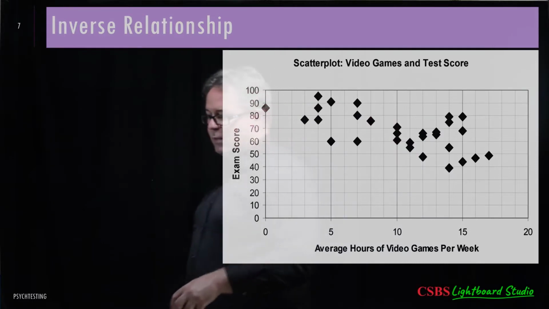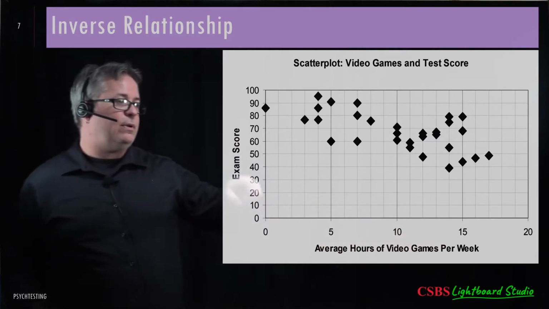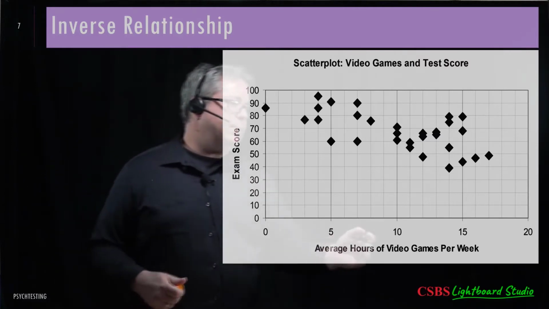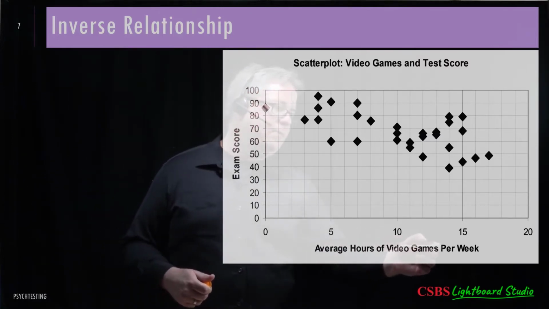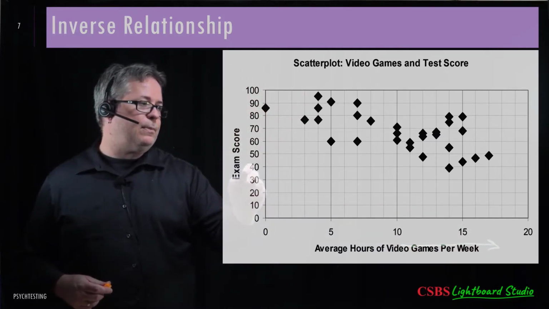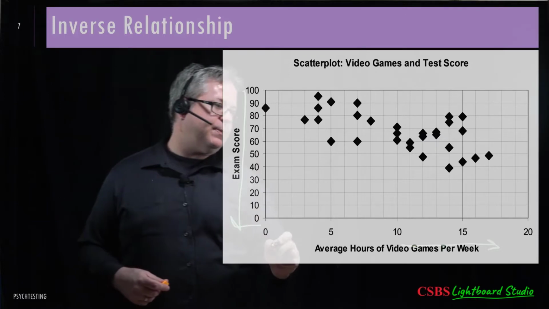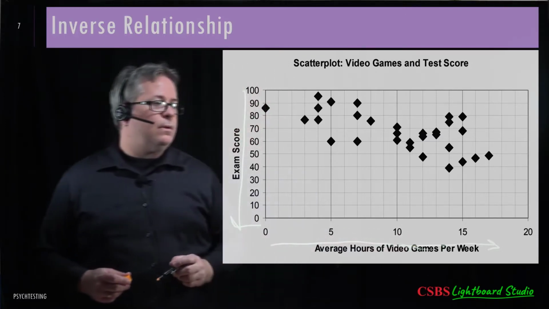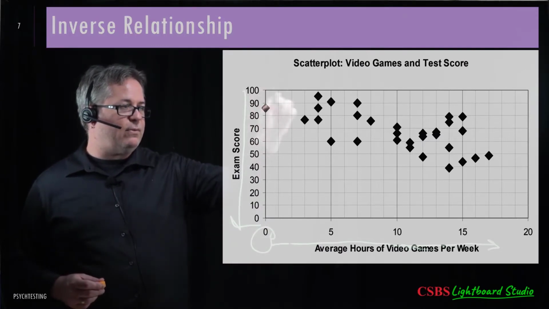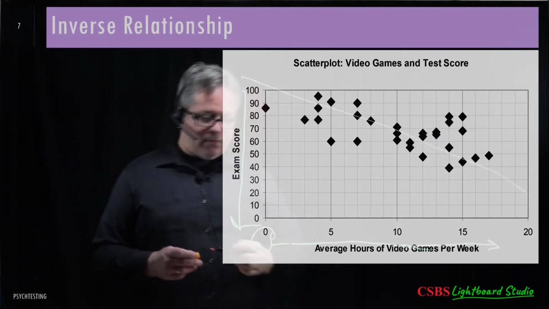So there's another one, still average hours of video games per week, and then up here you get exam score. This is the inverse relationship, that as you're going up in video games here per week, the numbers here are going down. So it's going this way, along with that way. So low values for this correspond to higher values of this. So here you're getting this pattern going down this way, which is the inverse.